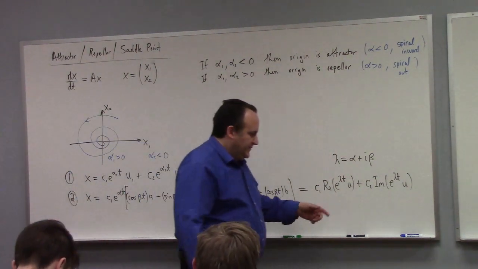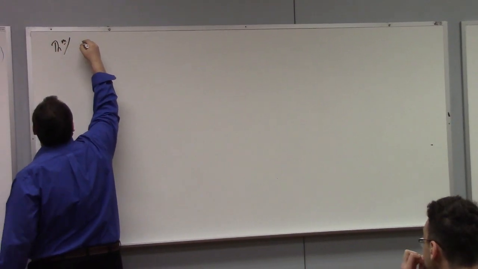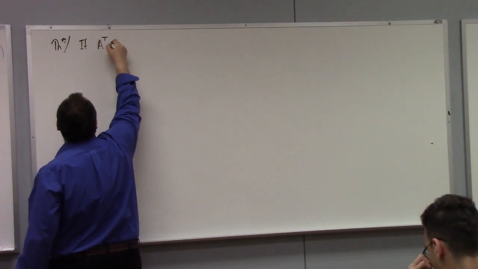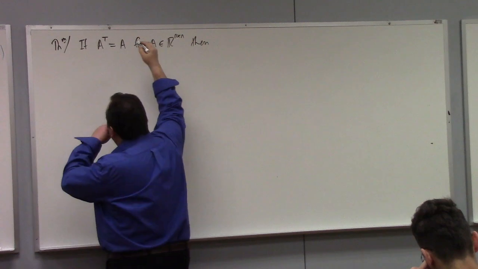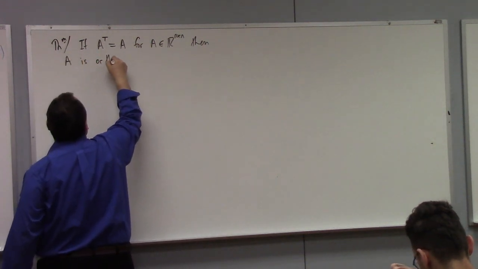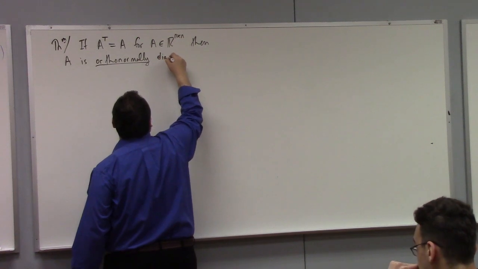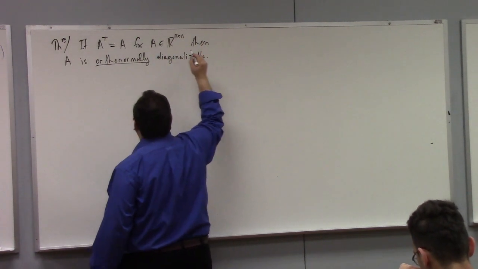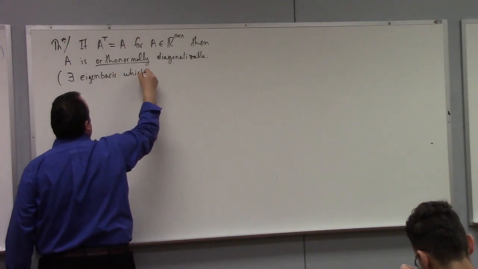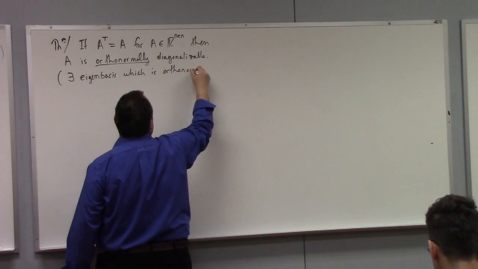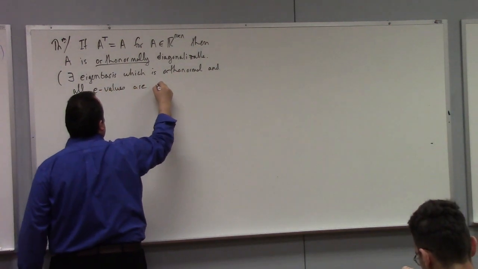Okay, the other thing I haven't told you guys about yet, there's two main things that are bothering me that I've been meaning to put into other lectures, but I haven't yet. The one is the following theorem, which is this. If A transpose is equal to A for A in R n by n, then A is orthonormally diagonalizable. So what this means is that there exists an eigenbasis which is orthonormal, and all your eigenvalues are real.